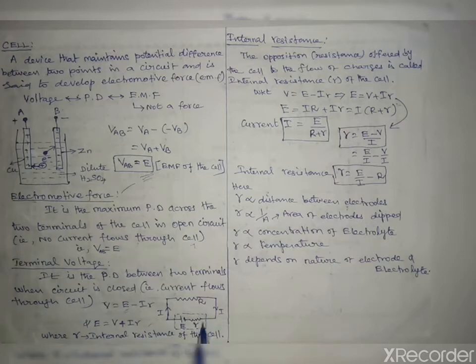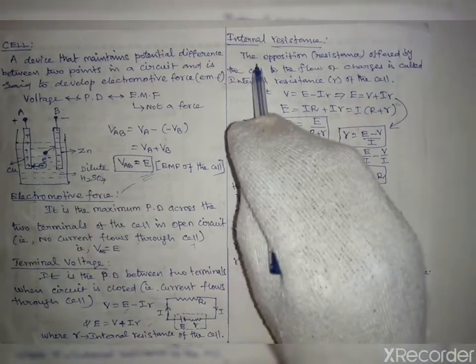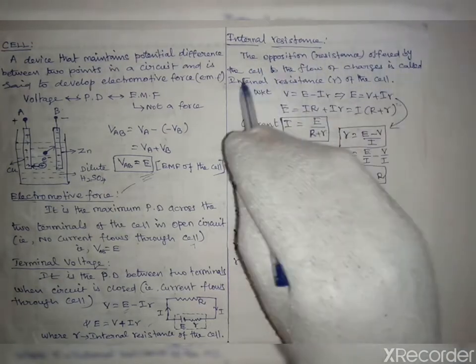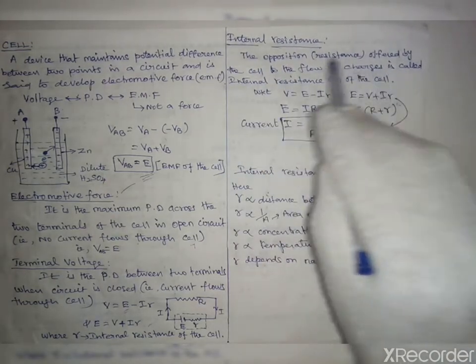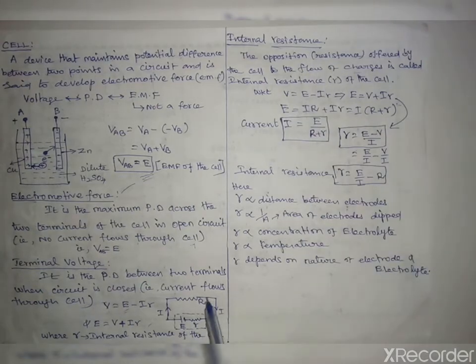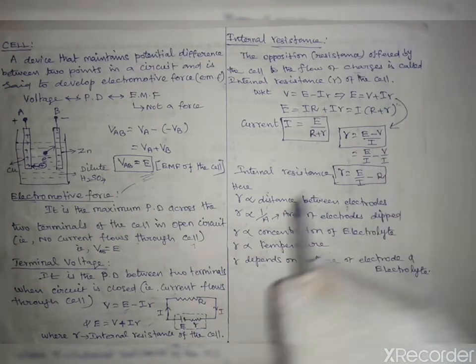So here r is the internal resistance of the cell, and the internal resistance can be defined as the opposition offered by the cell to the flow of charges. So simply, the resistance offered by the cell to the flow of charges.